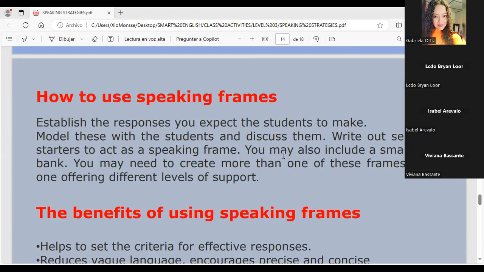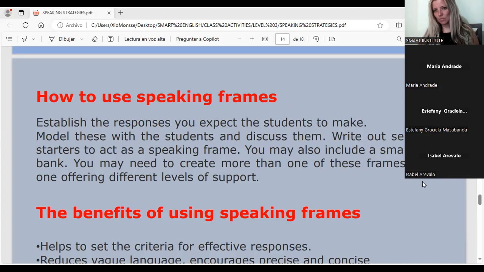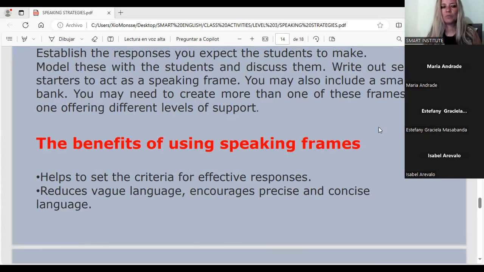Establish the response you expect the students to make. Model this with the students and discuss them. Write out sentence starters to act as a speaking frame. You may also include a small word bank. You may need to create more than one of these frames, each one offering different levels of support. The benefit of using speaking frames: it helps to set the criteria for effective responses, reduce vague language, and encourage precise and concise language.